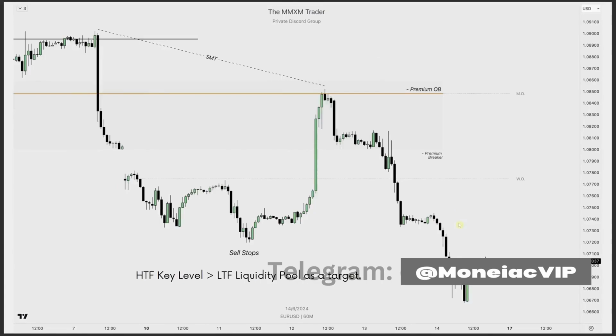Now from that higher time frame key level, we want to transpose it to the lower time frame chart, right? So we have a 1-hour chart over here. Again, price runs back up higher from that weekly opening price here, right, into a key level. We're taking also all these buy stops above here, so we're doing a stop hunt. Now we're forming SMT on the highs over here into that key level, and then price breaks down lower and targets that sell stop liquidity pool.